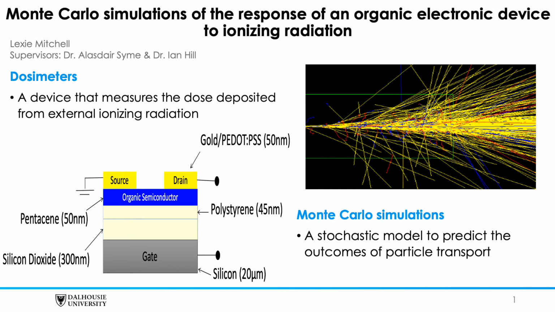In our group, we work with dosimeters, which are devices that measure the dose deposited from ionizing radiation. If a dosimeter were placed on the body, we want these devices to be able to read the dose that is being deposited in tissue in that region of the body.